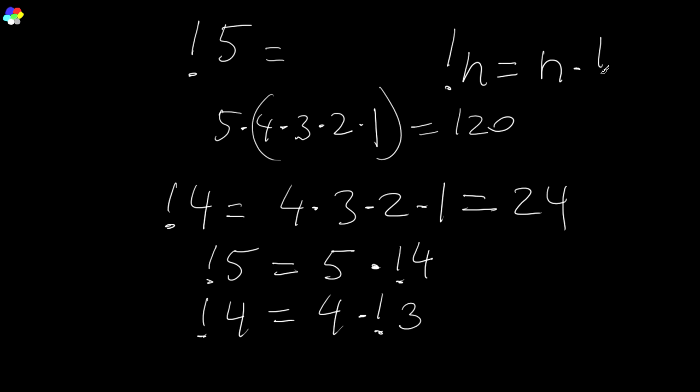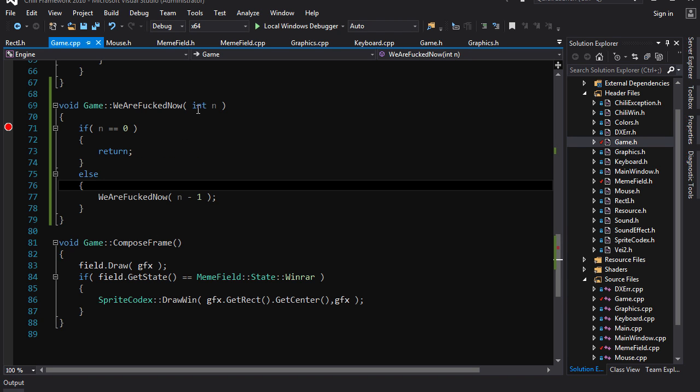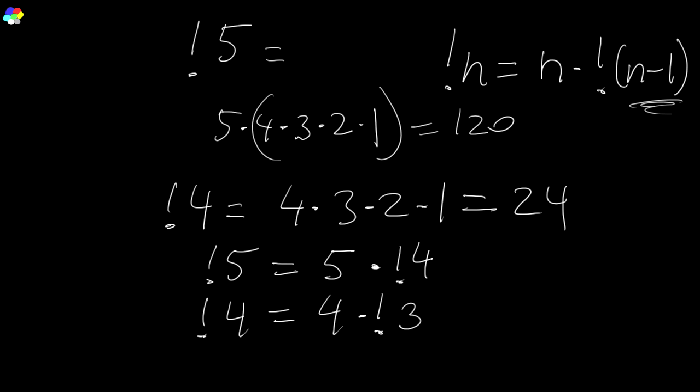times n minus 1 factorial. So, the factorial of something is equal to n times the factorial of n minus 1. What does this look like? Well, go back to our function here. We call a function int n. We call ourselves again n minus 1. What is this doing? Doing a factorial is doing factorial of n minus 1. It looks the same, right?